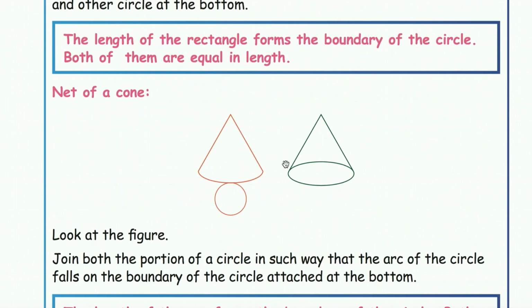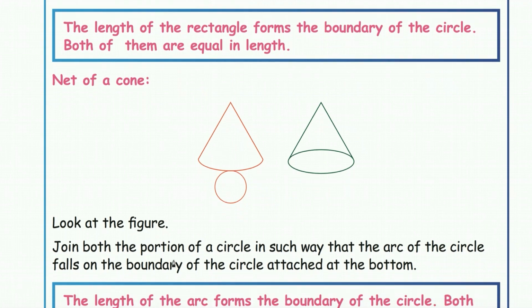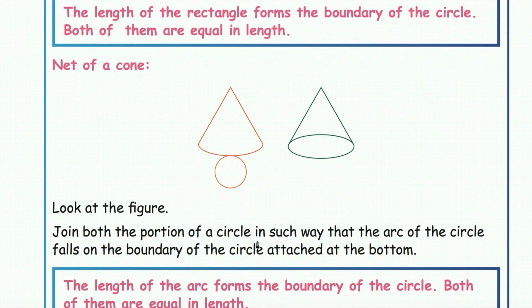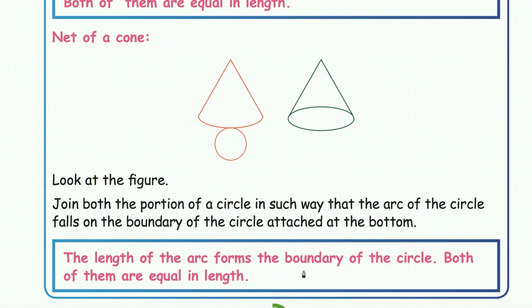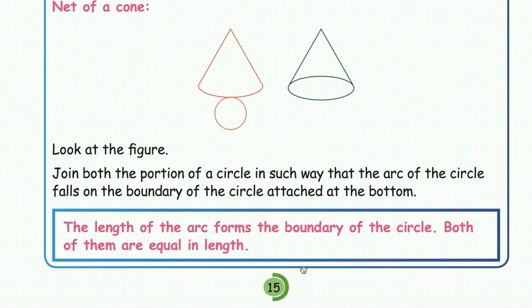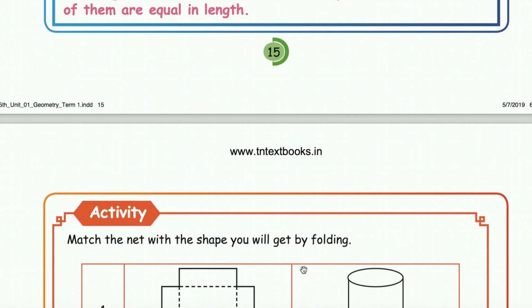Net of a cone. Look at the figure. Join both portions of the circle in such a way that the arc of the circle falls on the boundary of the circle attached at the bottom. The length of the arc forms the boundary of the circle. Both of them are equal in length.